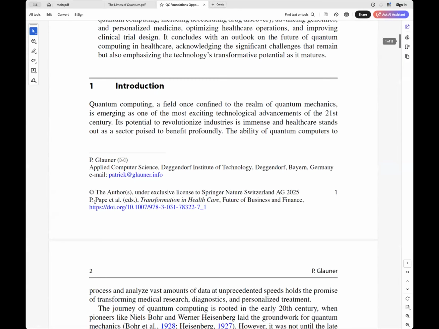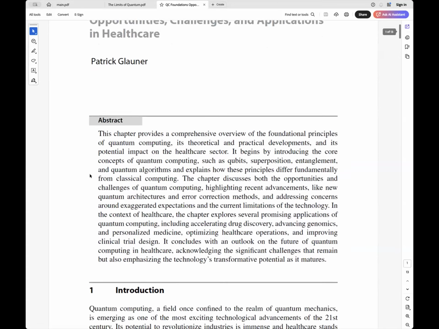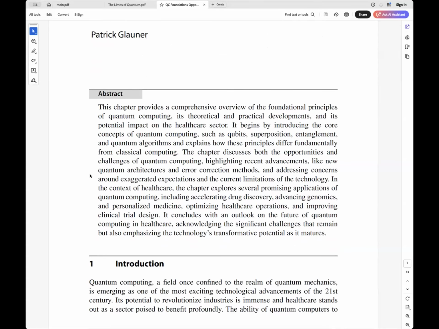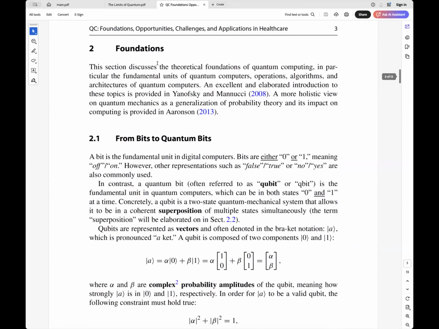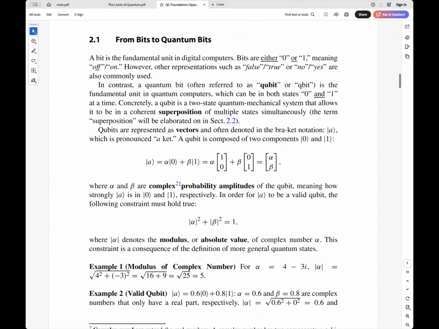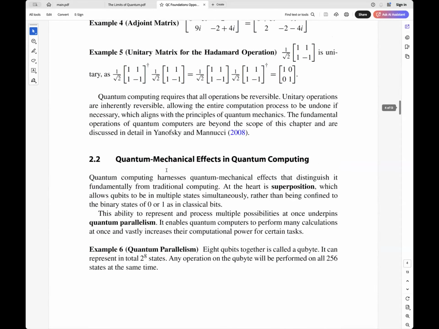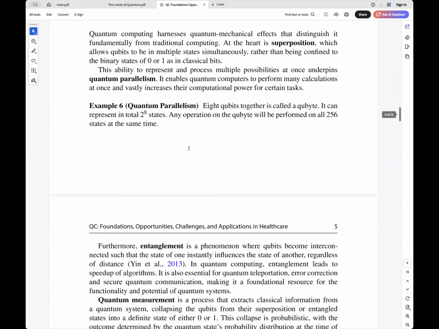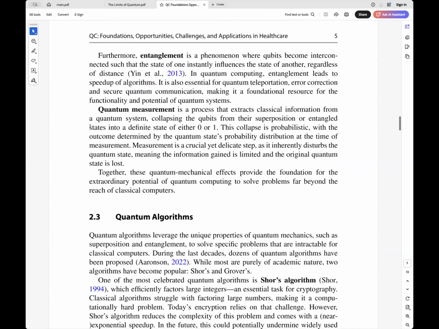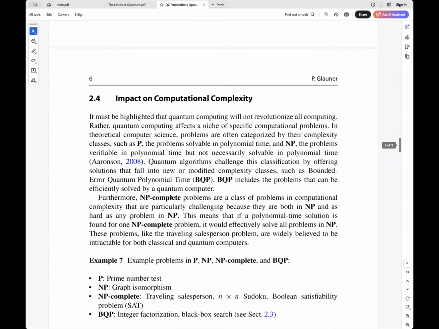Now that most of the content in this course is already done, you should definitely read this book chapter again, even if you have read it before, because I think it will help you to understand some stuff better. There's an introduction about the history of quantum computing. There are some foundations. We see what quantum states look like, the Hadamard gate, and why quantum parallelism is so important. Entanglement, measurement. Next week, we'll look at concrete quantum algorithms. So this is about to come.